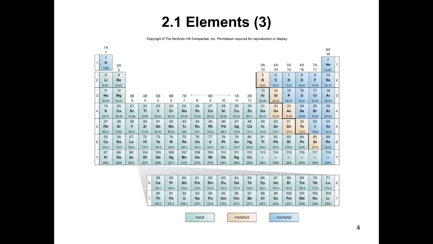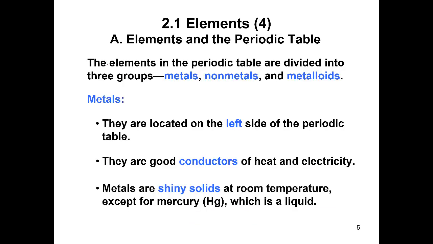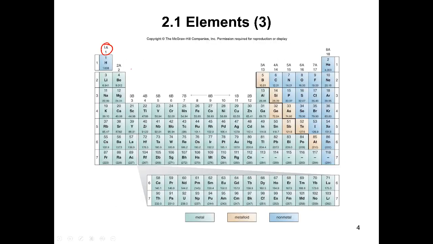So this is what the periodic table looks like. As I said, we classify these in groups and periods. Everything that's in this column will have similar properties. Everything in the same row will change properties in a periodic pattern.